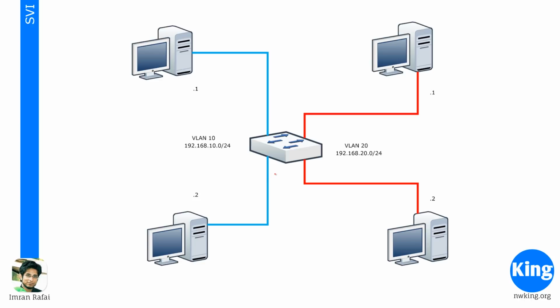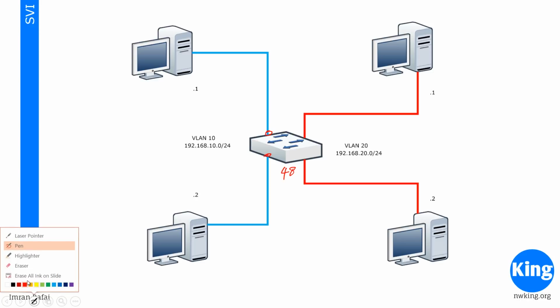Now, what is SVI? We're coming to SVI, so just bear with me for a minute. Typically in an office, you wouldn't have two different switches because Cisco switches are expensive. So you would have one switch, normally a 24 port or a 48 port switch. Let's assume this is a 48 port switch. So what we would do is we would create different VLANs.